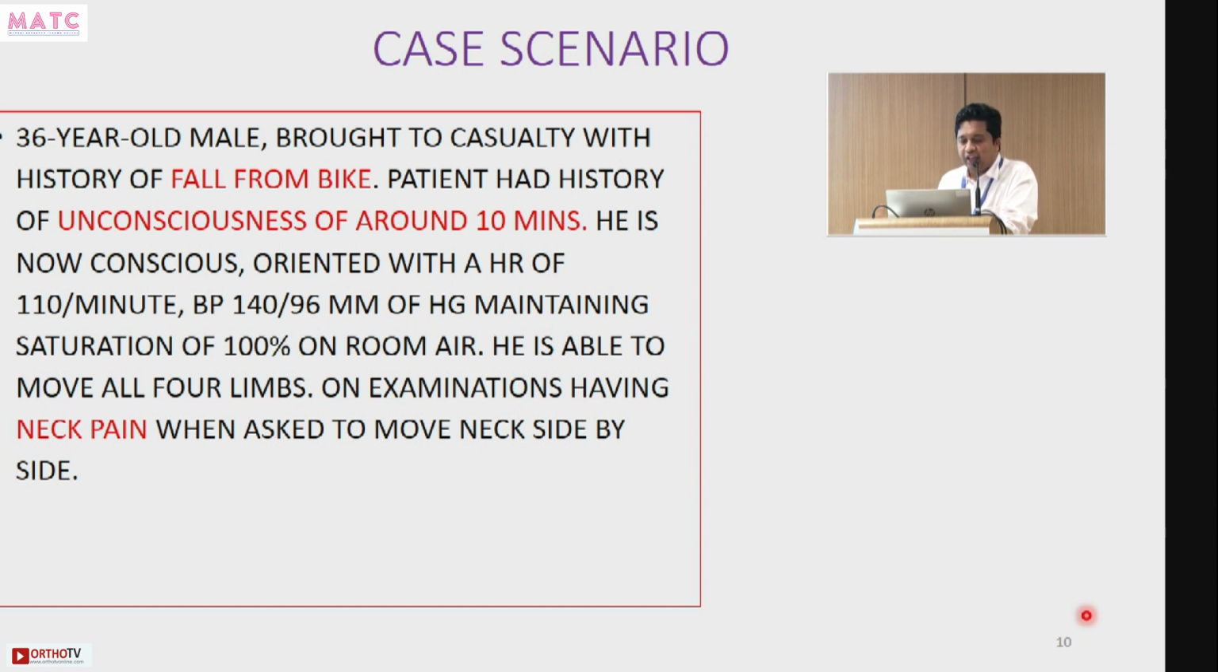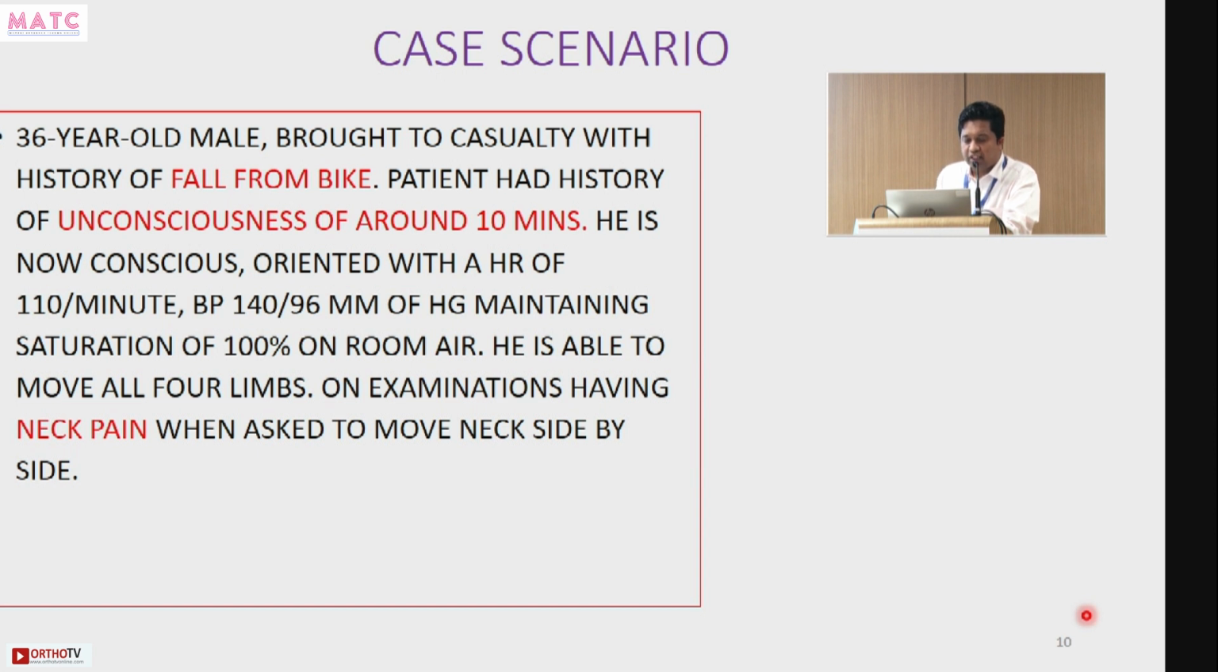Now coming to a second case scenario. When you get a history, you need to classify your patient, whether it is a solid organ injury or a polytrauma. And you have to use these injury severity scores to identify the severity, the prognostication of the patient, and how seriously you have to attend to this patient. Now you have the second case scenario.